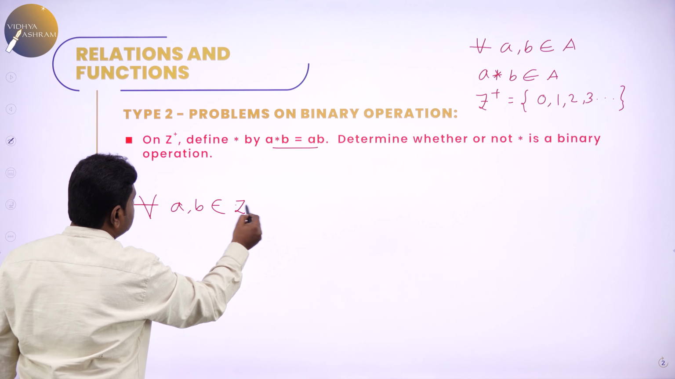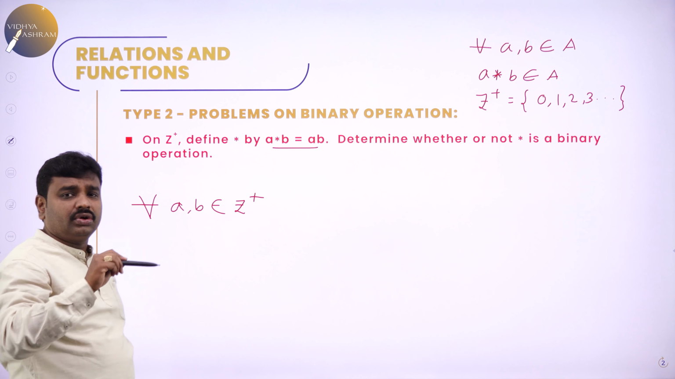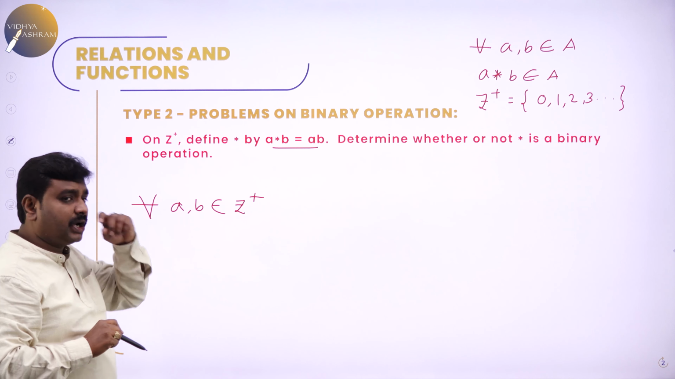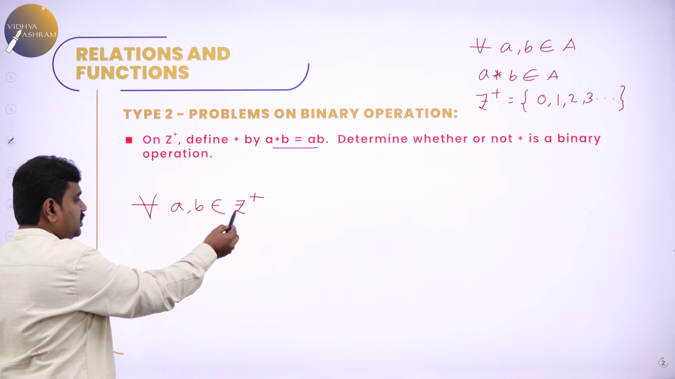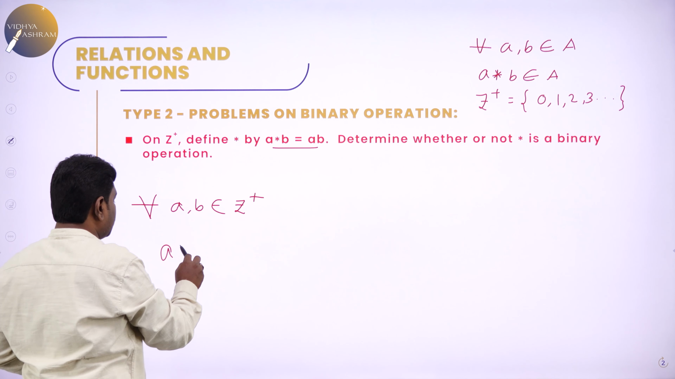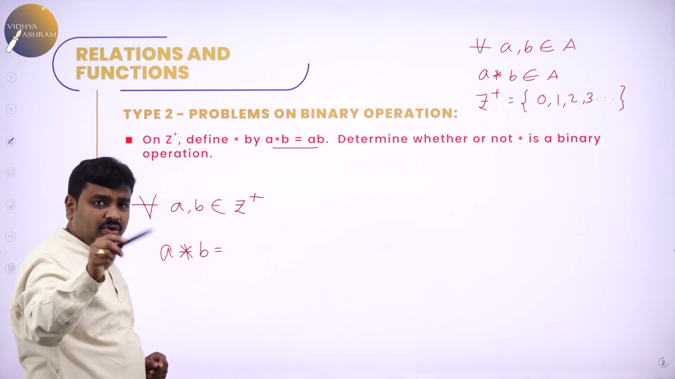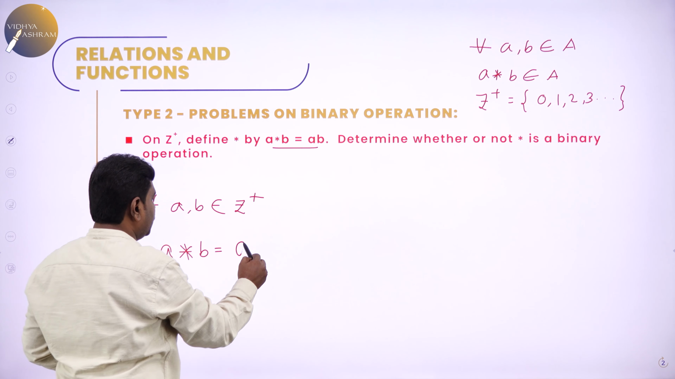What is meant by Z plus? Positive integers including 0. You know 0 is neither positive nor negative, but Z plus means non-negative. Non-negative means all positive plus 0. Now A comma B belongs to Z plus. A star B, what is A star B? They gave in the question the value of A star B. What is A star B? A into B, product of two elements.